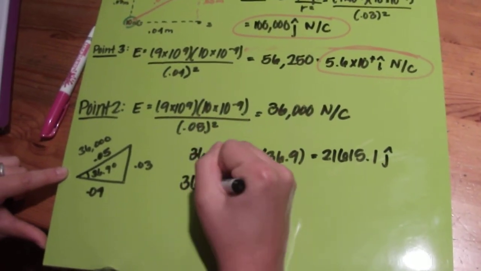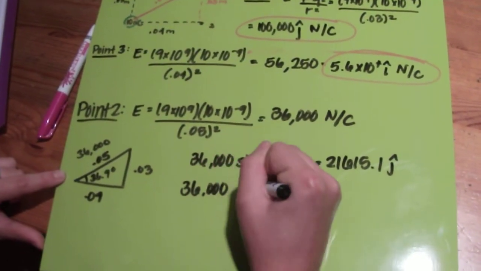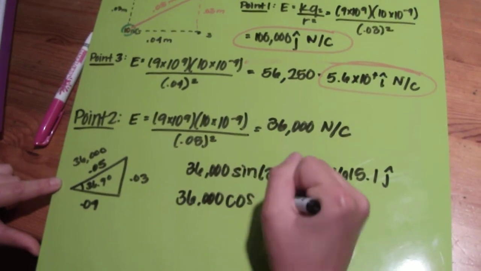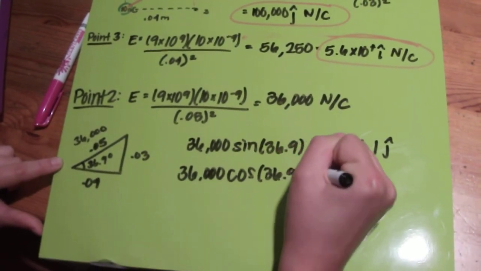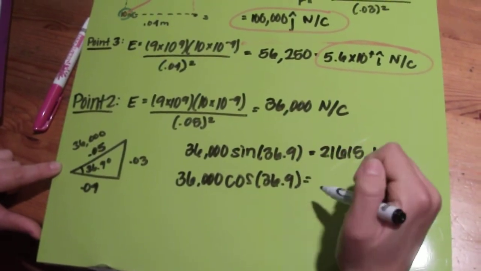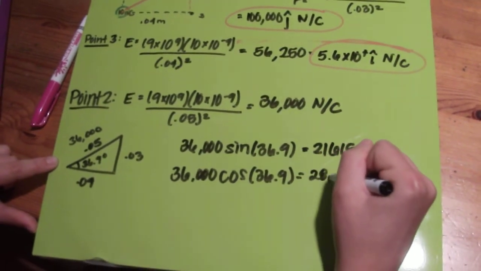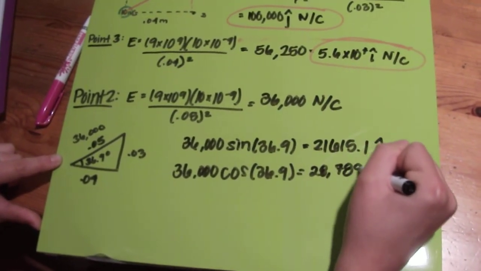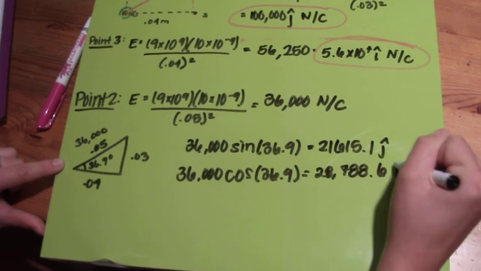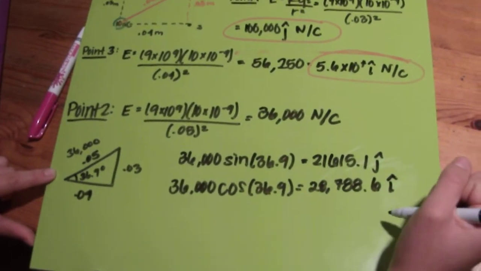And if we do the x direction, cosine this time 36.9, and for that we'll get 28,788.6 in the x direction.